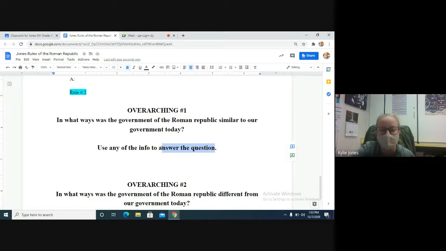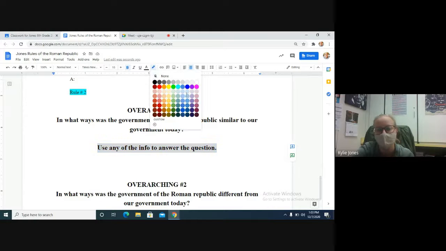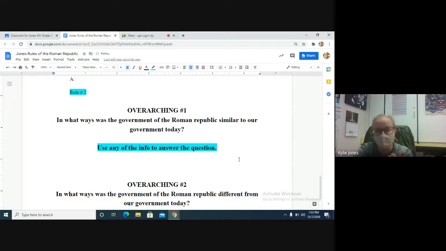I'm going to highlight this. In our government, we have the president, and then we have 3 branches of government: the legislative, the executive, and the judicial branch of government. You learn more about those, I think, in like 7th or 8th grade social studies. But we have a Senate, we have the House of Representatives, which is like their assembly.